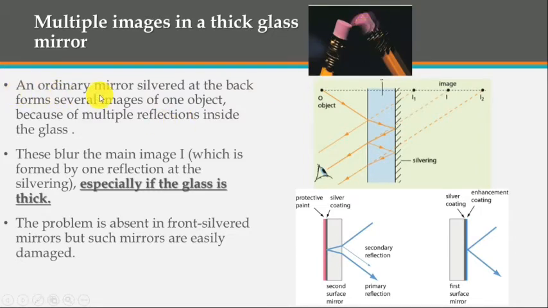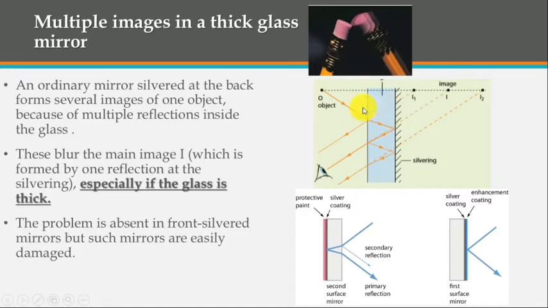An ordinary mirror, silvered at the back, forms several images of one object. We know this is a mirror. Here is the surface of the mirror, the front surface. This is the back of the mirror. It's made of what? We said mirror, it's made of glass, and the back of it is silver. Silver because it reflects light, okay?